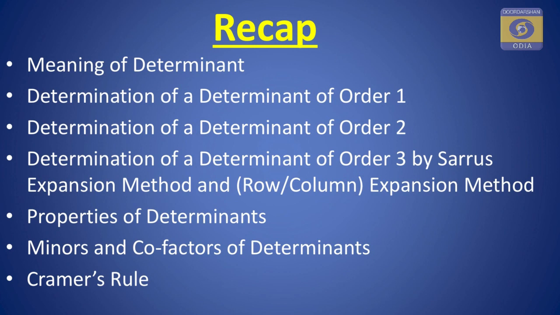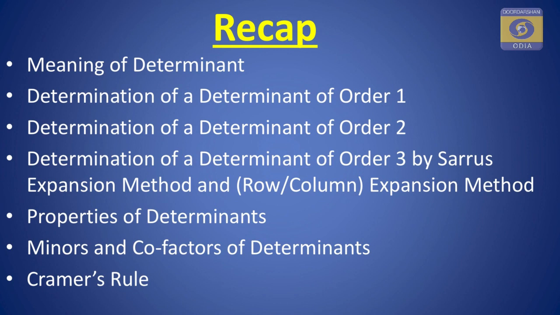Next, we have discussed how to find out the minors and cofactors. So, minor is nothing but the determinant that is obtained by deleting the row and the column in which the element exists, and cofactor is nothing but a signed minor. That means, in cofactor we take into account the sign of the position of the element, right.